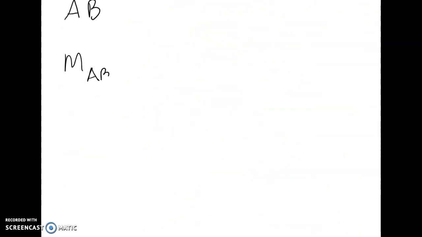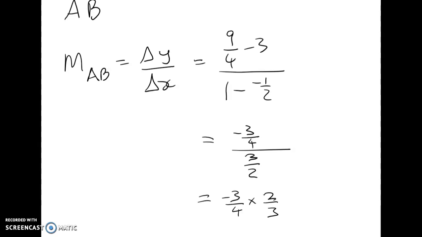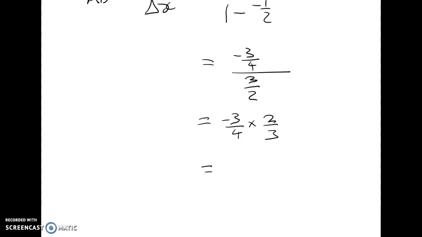So the gradient between A and B is the change in y over the change in x, which is this. Change in y, and just be careful with your negative signs. So here we've got negative 3/4 over 3 on 2, which gives me negative 3 over 4 times 2/3, giving me a nice gradient of negative 1/2.